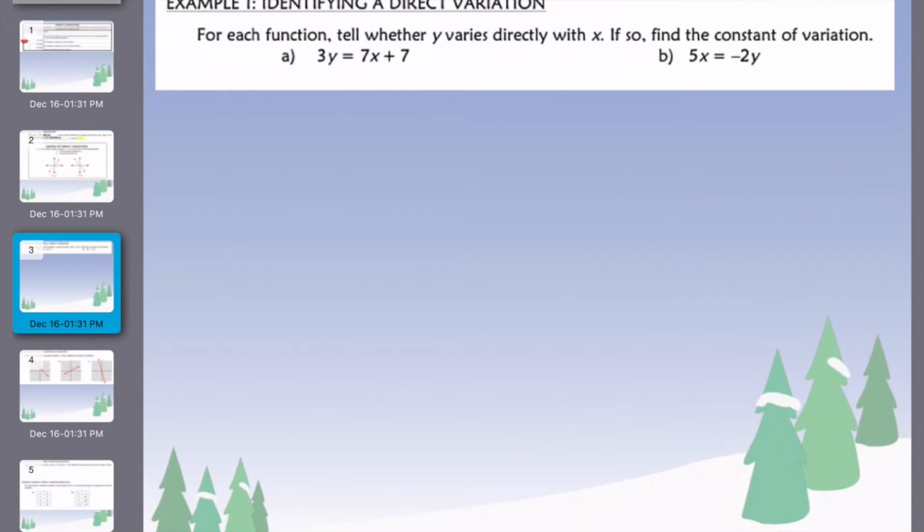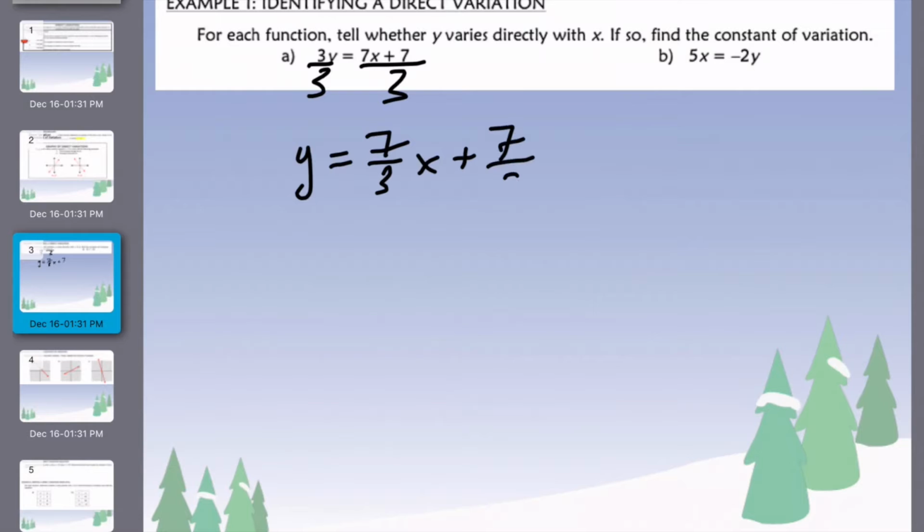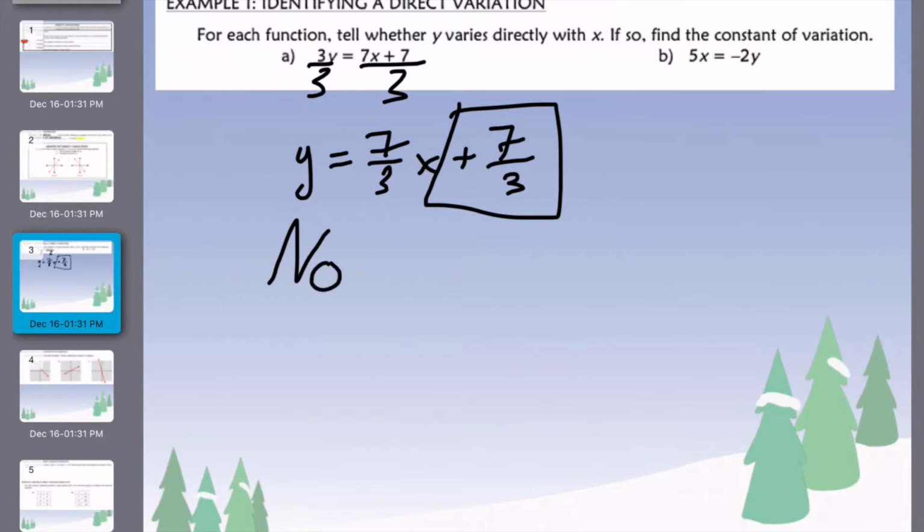So for part A, I'm going to divide both sides by 3 because I'm trying to solve for y. So I'm going to have y equals 7/3 x plus 7/3. But I can tell you, just because of this plus 7/3 constant on the end there, it is not a direct variation. So no, it does not vary directly with x.